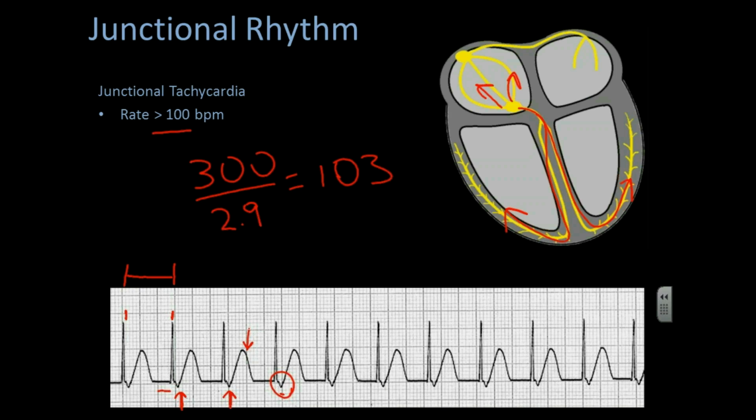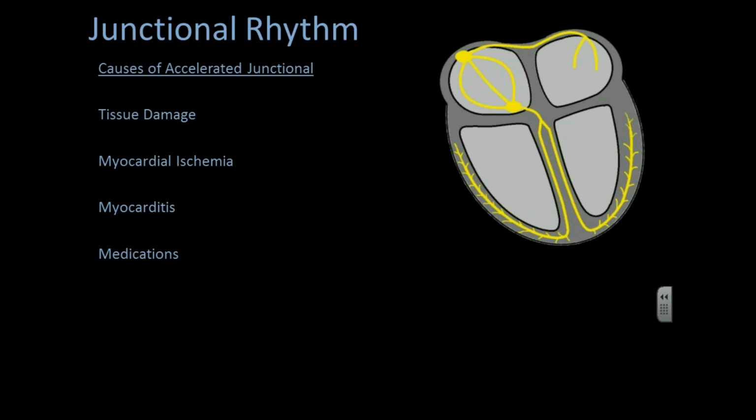So that's about 103 beats per minute. So just over the line. And that's junctional tachycardia. So what causes this? Why would the AV node pace faster than it's supposed to?